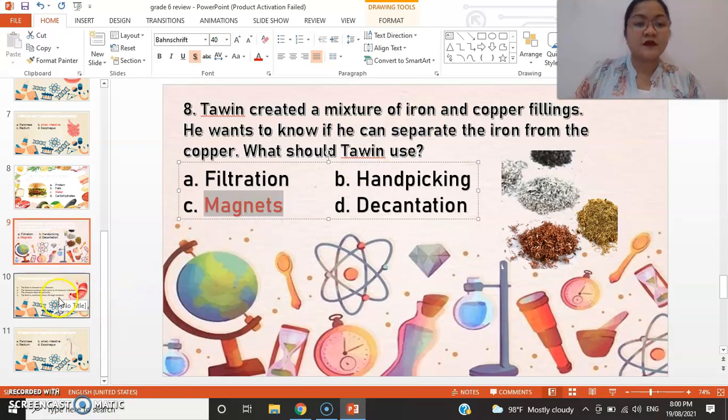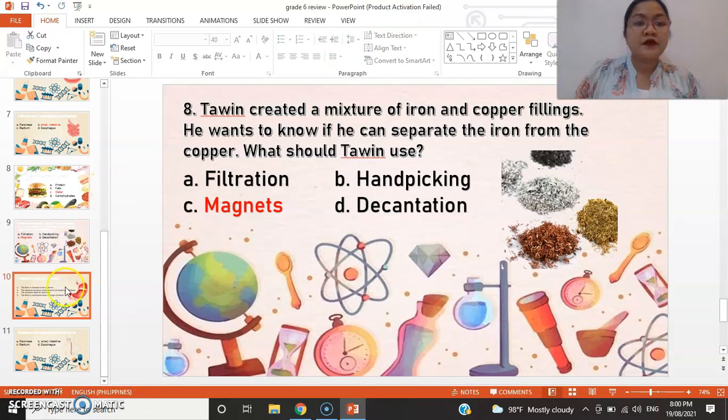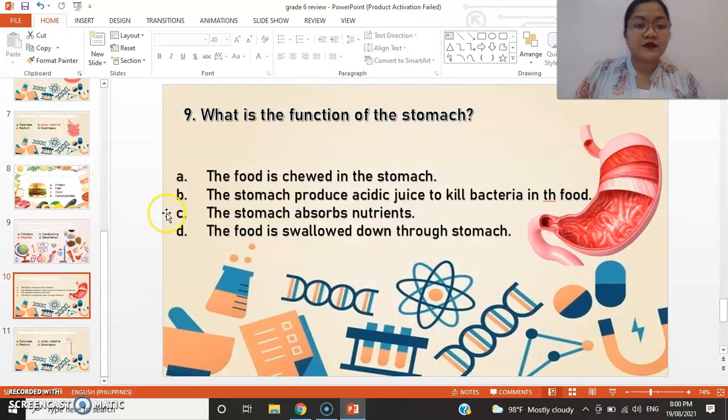Okay, very good. Next, number 9. What is the function of the stomach? Letter A. The food is chewed in the stomach. Are we chewing with our stomach?